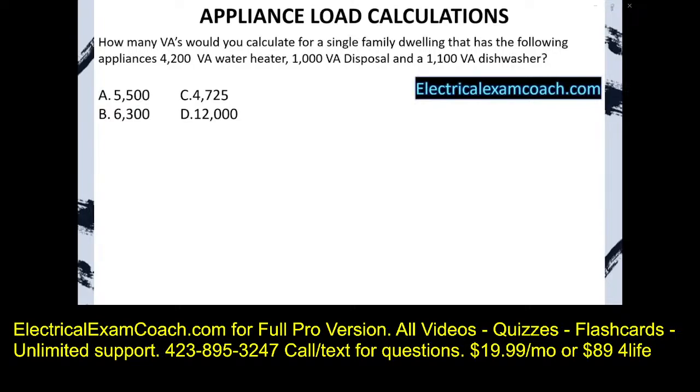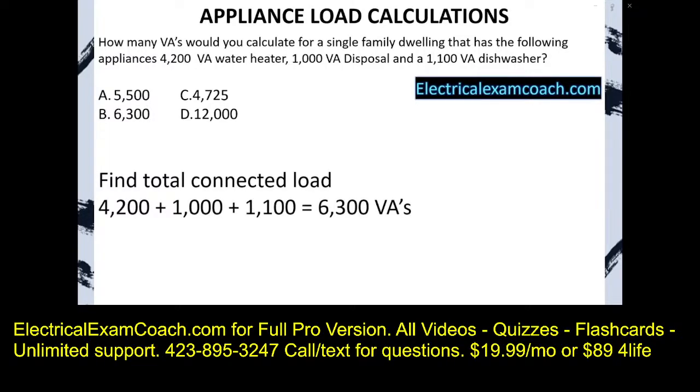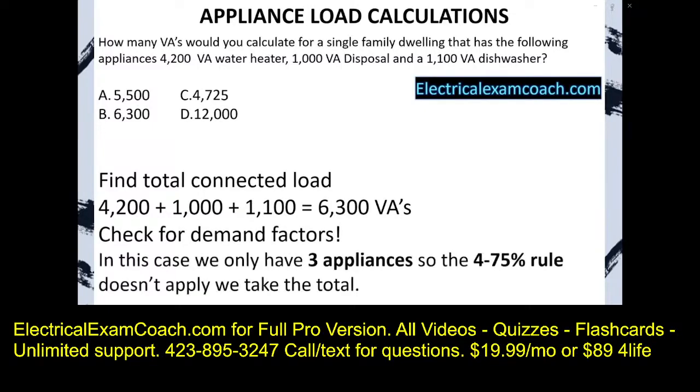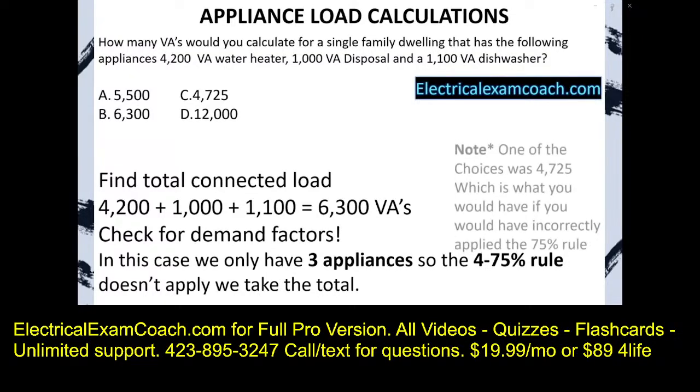How many VAs would you calculate for a single family dwelling that has the following appliances: a 4,200 VA water heater, a 1,000 VA disposal, and an 1,100 VA dishwasher? First, we're going to find the total connected load. We total all that up, it equals 6,300 VAs. Now, we check for demand factors. In this case, we only have 3 appliances, so the 4 or more 75% rule does not apply, and all we have to do is take our total.